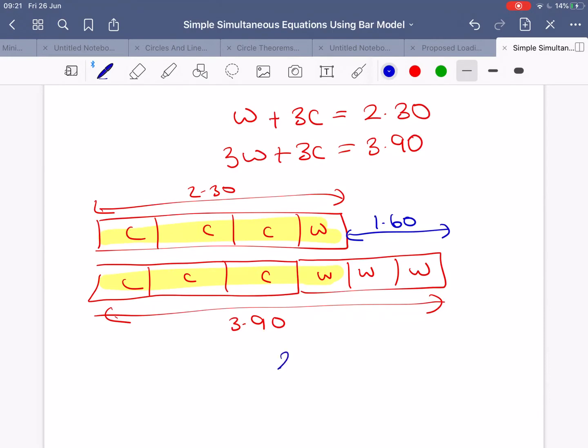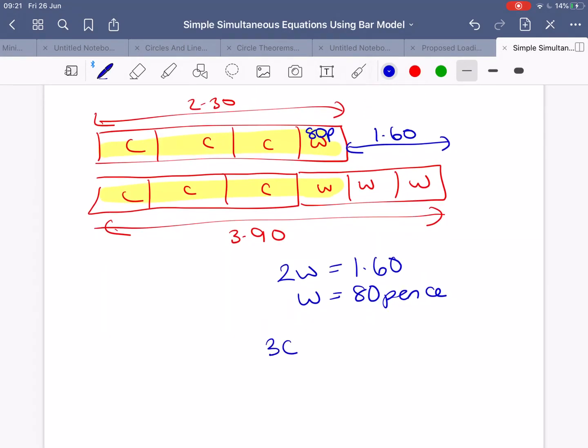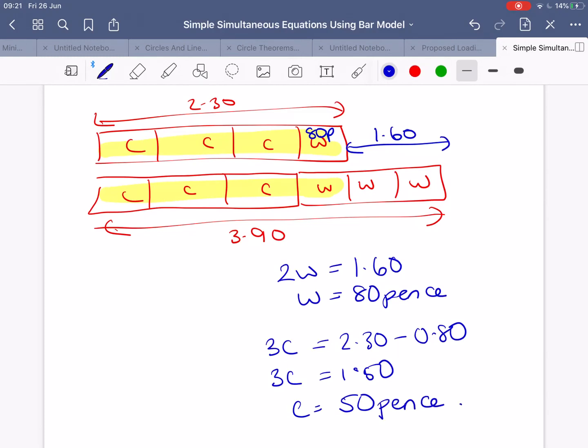So that means my 2 waters cost £1.60. So a water is 80 pence. And if I then put my 80 pence in that top bar, I can see my 3 Cokes are going to be £2.30 take away 80 pence. So my 3 Cokes are going to be £1.50. So my Coke is going to be 50 pence. Okay.